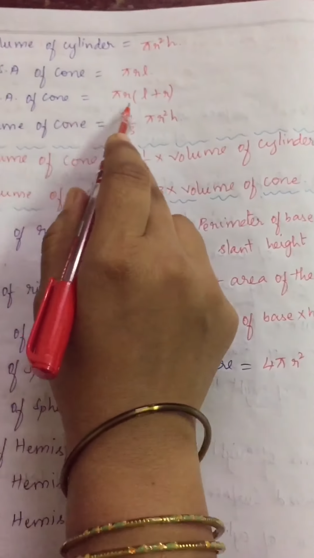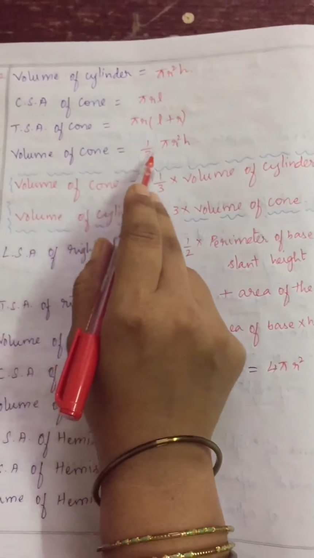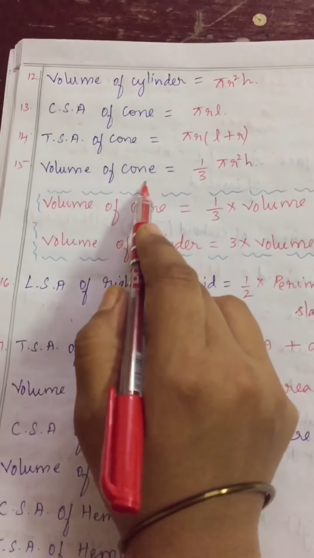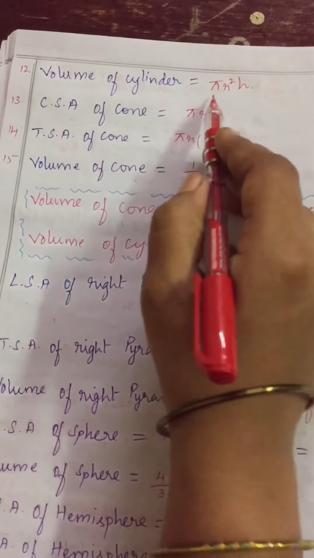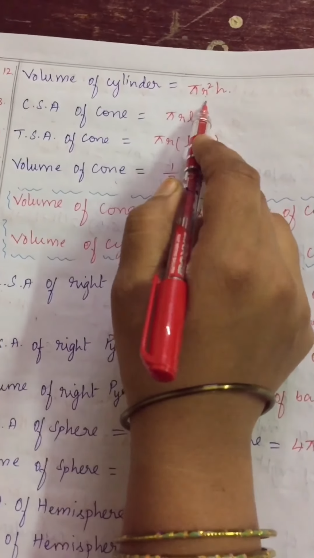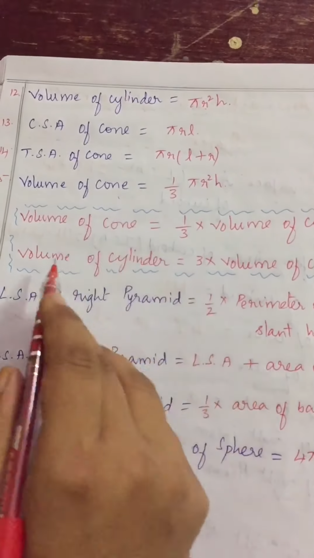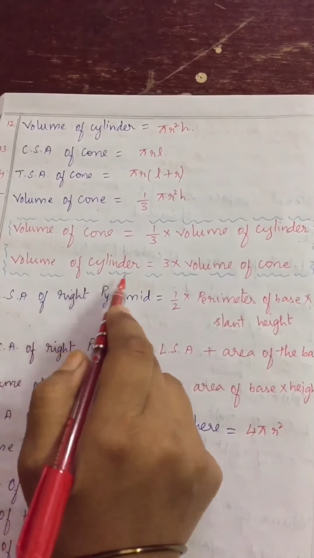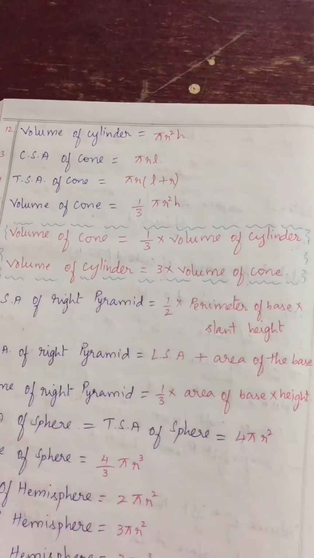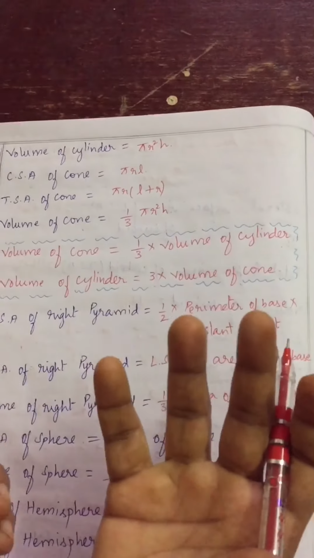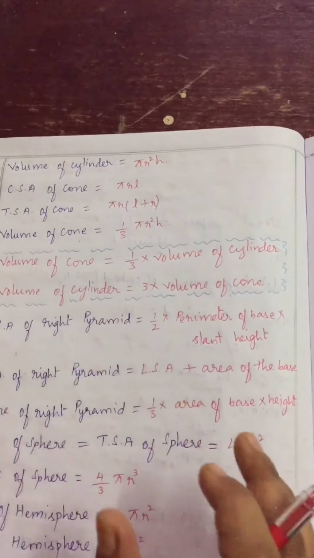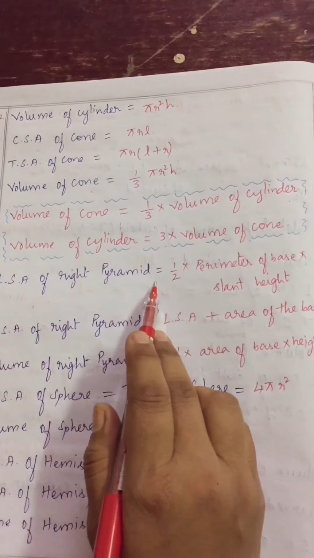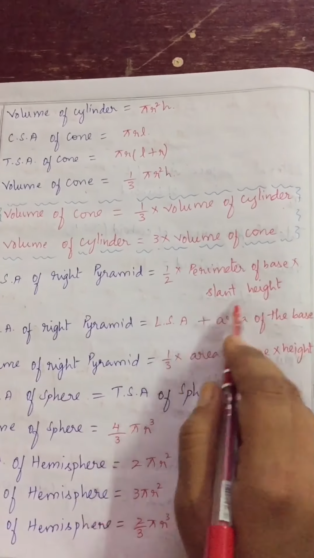Then next is TSA of cone. Total surface area of cone is pi r into l plus r. Volume of cone is 1/3 into pi r square h. See here children, there is a connection between volume of cylinder and volume of cone. If we take volume of cylinder and divide by 3, then that becomes the volume of cone. See, volume of cone is equal to 1/3 into volume of cylinder. Similarly, volume of cylinder is equal to 3 into volume of cone. That means if we take 3 cones, then we can fill 1 cylinder. Clear children?